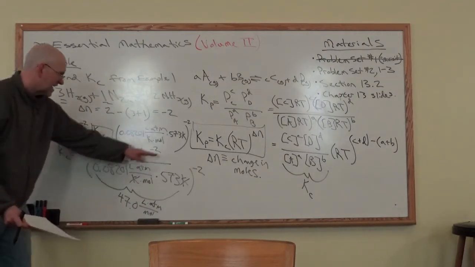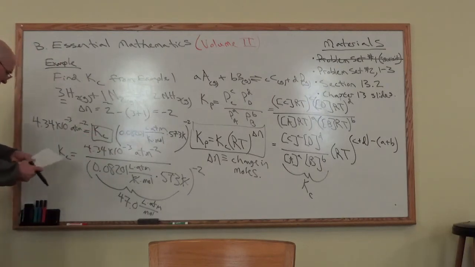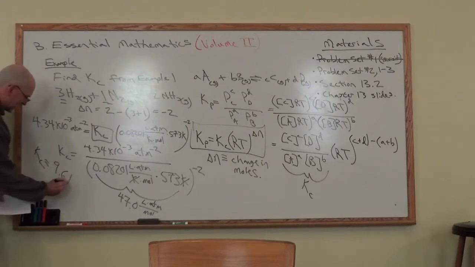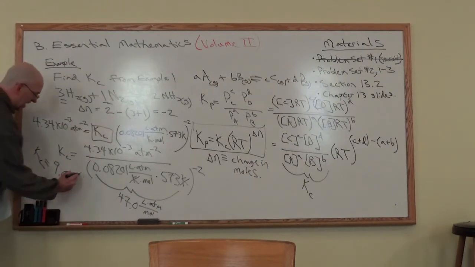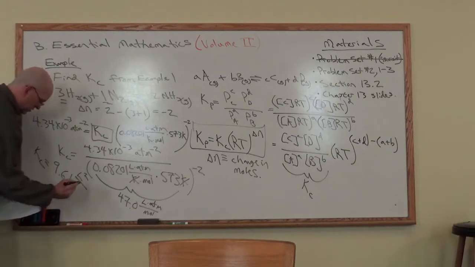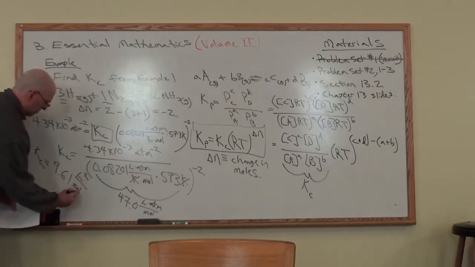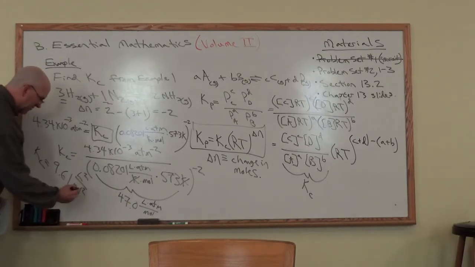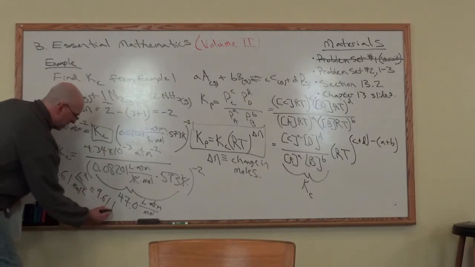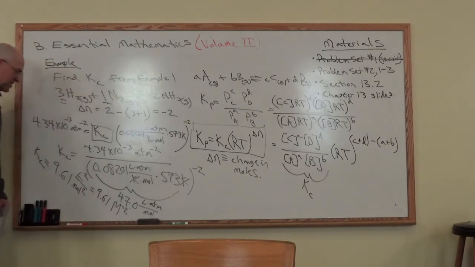Then you have to take that to the -2 power and do all of this math, and you should end up with a Kc of 9.61. You can work through this, or let me know if you need more help. If you do the units, you're going to get liters squared over moles squared. Again, I'm not that worried about it. But that's actually the inverse of molarity squared. So you're going to get 9.61 molarity to the second power, which kind of has to make sense.